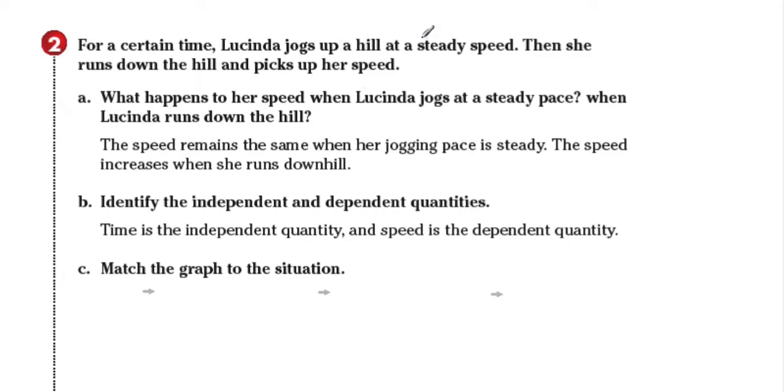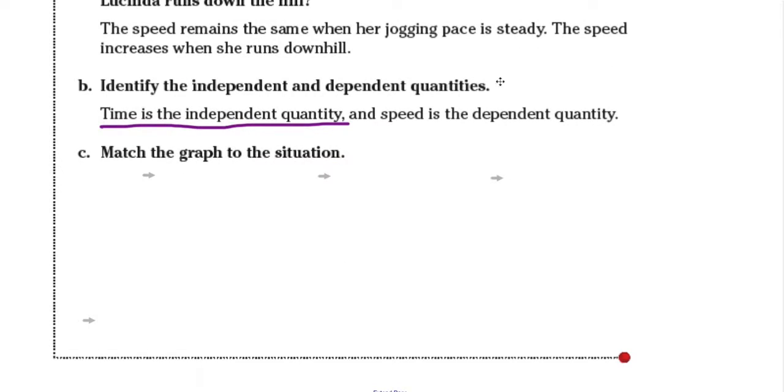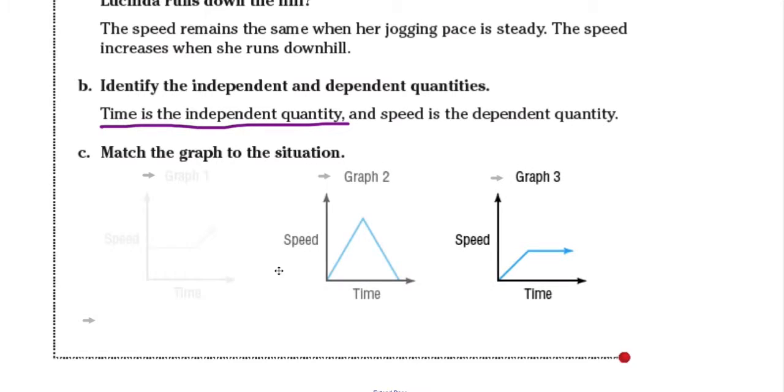Another tip that you can write down is time is always independent. When you see time in any situation and you need to graph that situation as a function, time will always be the independent quantity, or time will always be your x-axis. Okay, and let's look at the 3 graphs to find out which match Lucinda's situation. And look at graph 3 first. Her speed increases, and then she runs at a constant speed, because now the speed does not increase as the time increases.